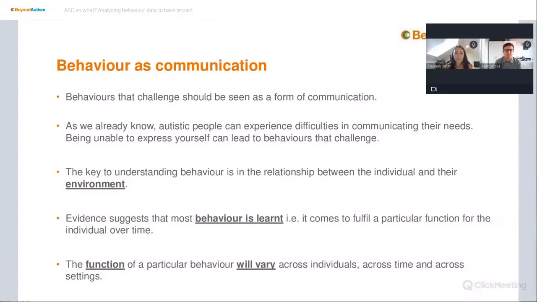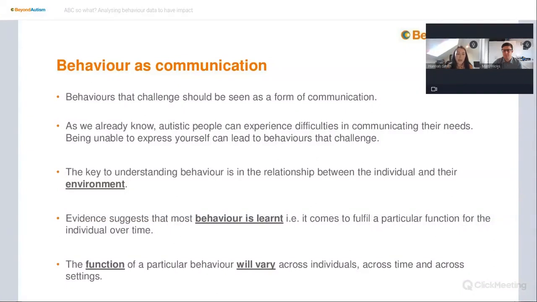What we're going to be looking at today is having a real focus on behaviour as communication. All behaviours happen for a reason. They're all communicating a certain need. And as we already know, autistic people can experience difficulties in communicating their needs. And obviously, if you can't express things perhaps vocally, then you're going to express your needs in another way. So really looking at those behaviours that challenge as a form of communication.